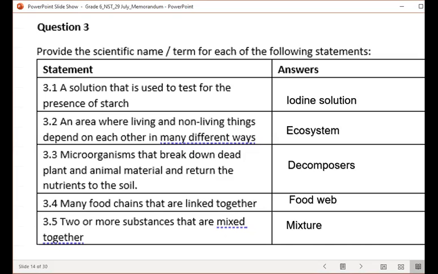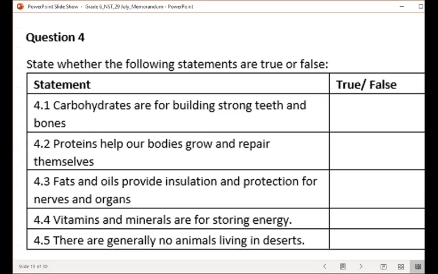Okay. So I think we still have time. We can still do question 4, which says state whether the following statements are true or false. 4.1, carbohydrates are for building strong teeth and bones. True or false? Okay, I see you here. Let's hear. Ma'am, it is true. Okay, Togello says it's true. Thank you very much, Togello. Pilisiwe?